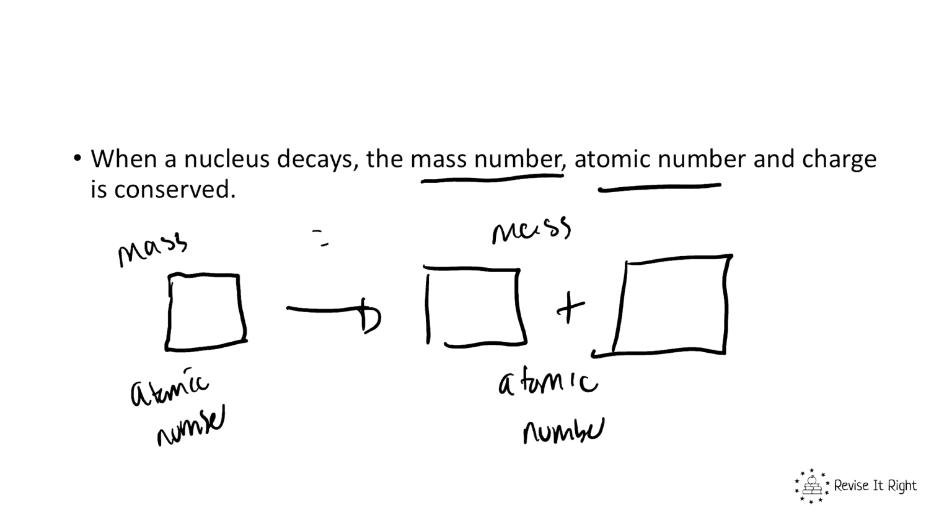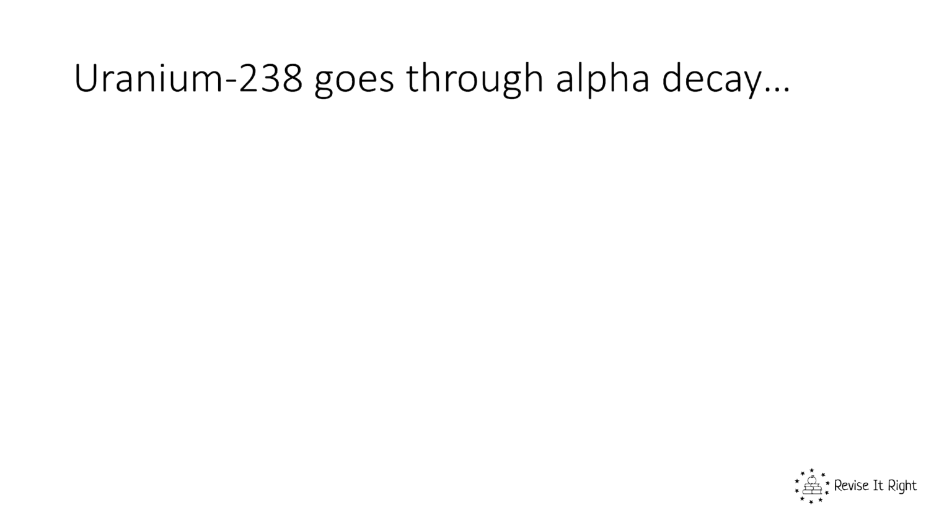Now let me put this into context for you so you may gain a bit of an understanding, and let's go through a worked example. So uranium-238 goes through alpha decay. First things first, we need to write uranium down on our working document. We've got uranium, which has a chemical symbol of U, and here it tells us our mass number of uranium is 238. So it's an isotope of uranium with a mass number of 238.